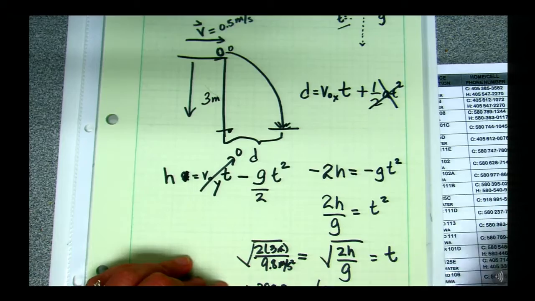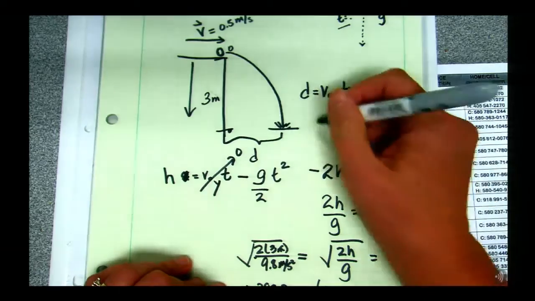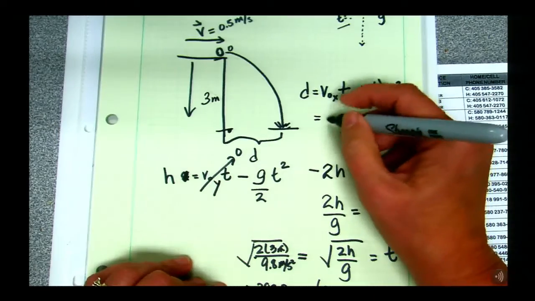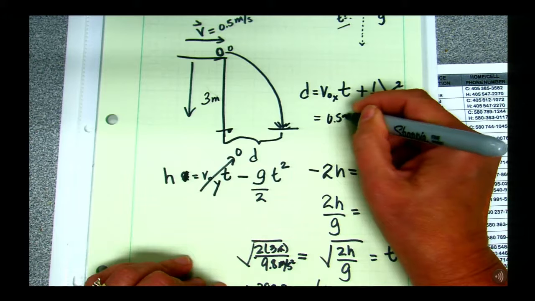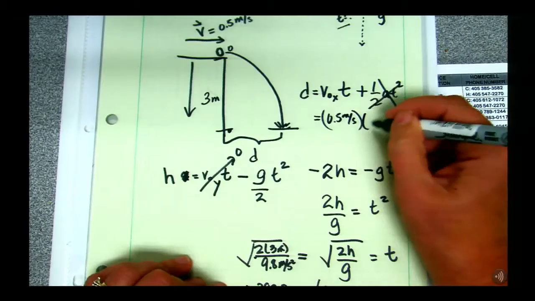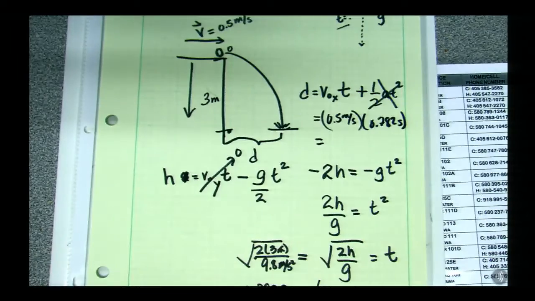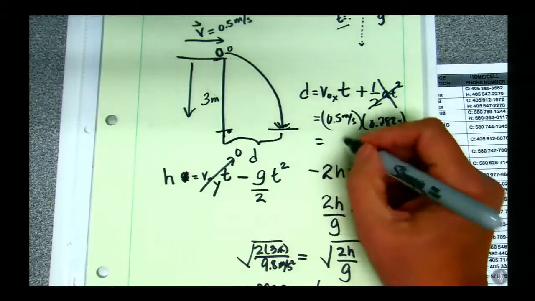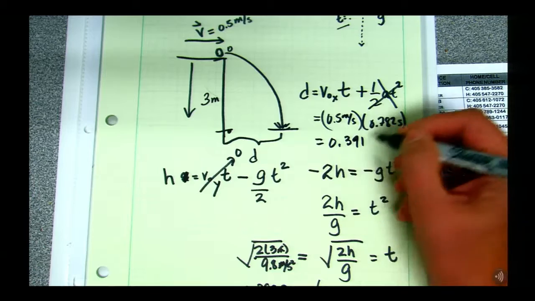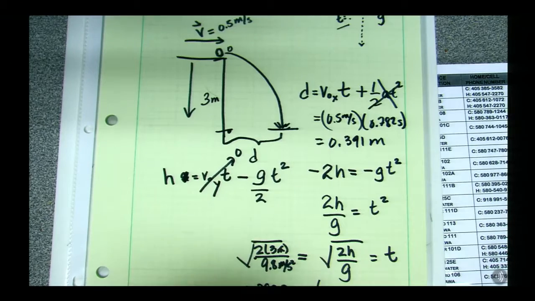So now that I have time, because I figured out the time using my information about the fall, now I can go in here, and we said it was going at 0.5 meters per second. Provided I don't have air resistance and friction, and I do it 0.782 seconds, it's going to end up 3.91 meters away from the table. And it's something that we've done over and over again.